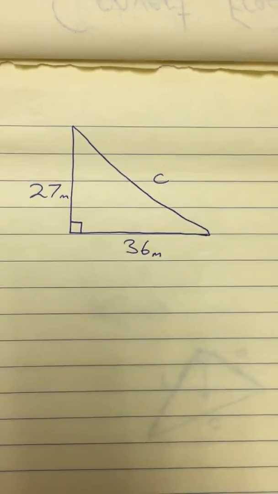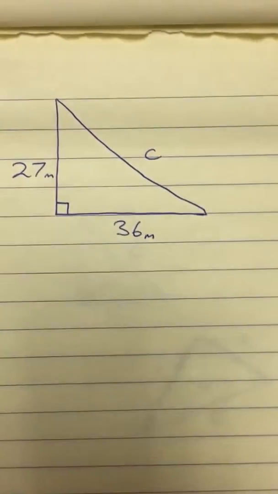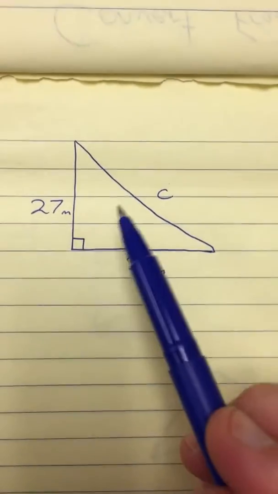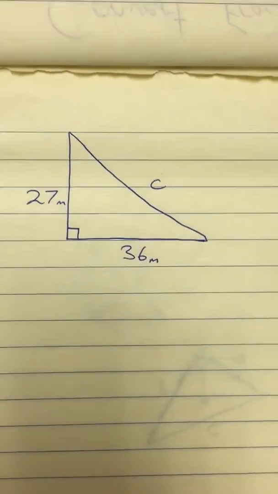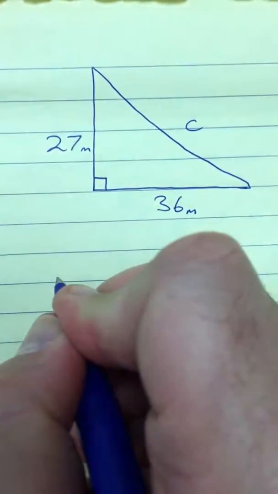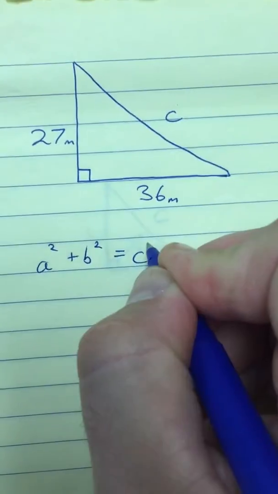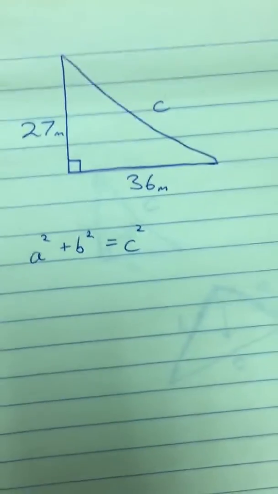Okay, let's do an example of using Pythagorean theorem. Here we have a right-angled triangle, so we can use the theorem. The first thing we should do is always write it down: a squared plus b squared equals c squared. And then we can label our sides.